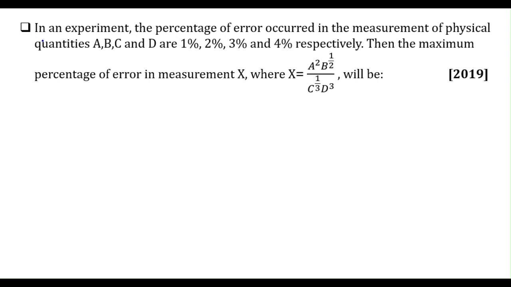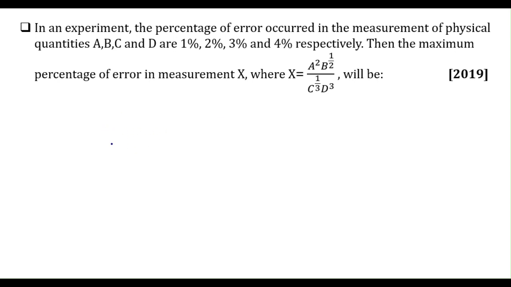in an experiment, the percentage of error occurred in the measurement of physical quantities A, B, C, and D are 1%, 2%, 3%, and 4% respectively. Then we have to obtain the maximum percentage of error in a measurement X, where X is expressed this way. Okay, so this is basically an easy one.